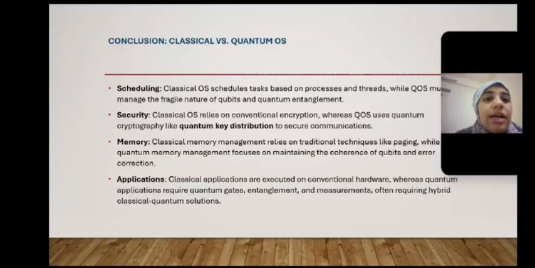Applications. Classical applications are executed on conventional hardware, whereas quantum applications require quantum gates, entanglement, and measurement, often requiring hybrid classical-quantum solutions.